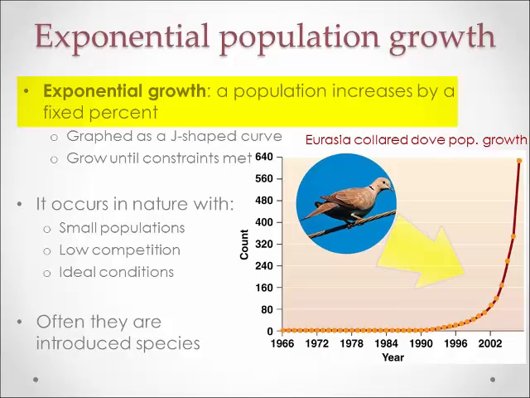When graphed over time, this will display a J-shaped curve. Exponential growth occurs in nature when populations are small, competition is low, and conditions are ideal. Exponential growth cannot continue indefinitely because at some point, a constraint, usually availability of resources, will be encountered. Introduced species, which are species not native to an area brought in accidentally or intentionally, often exhibit this type of growth.